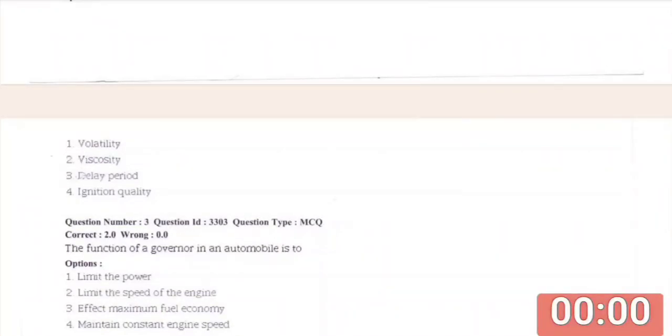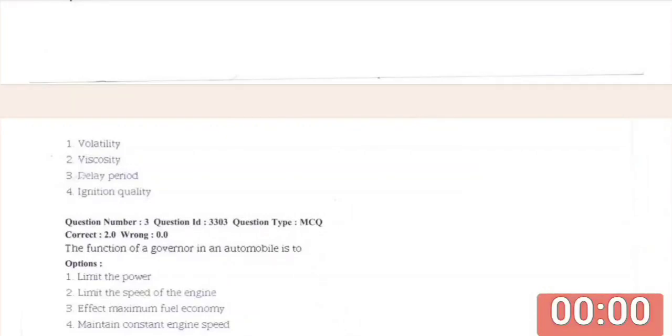The function of a governor in an automobile is to limit the fuel to the engine to a maximum safe speed when unloaded, and to maintain a relatively constant speed despite changes in loading.